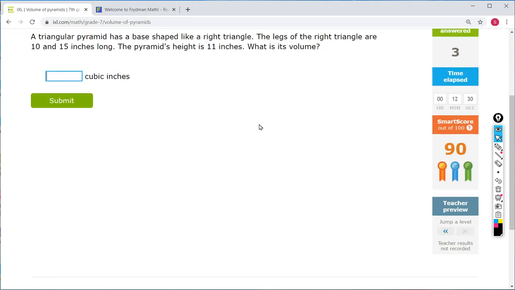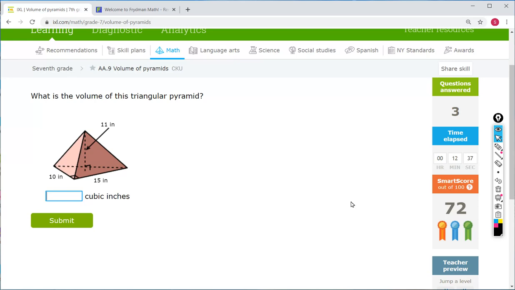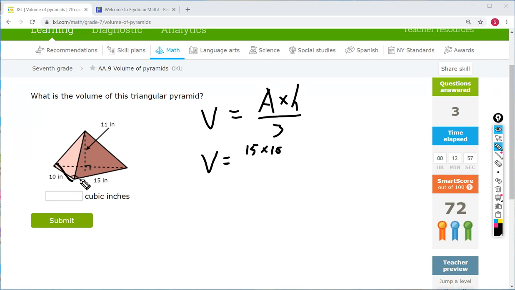Let me go back a little. I want to try to get a problem where it asks me for the height or the length or the width. Let me try doing this problem real quick. So the volume here would be equal to area times the height divided by 3. That's going to be 15 times 10. This is a triangle, so I need to divide it by 2, times the height of 11, divided by 3.